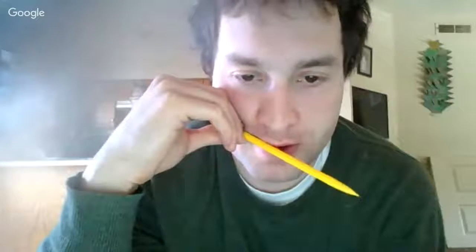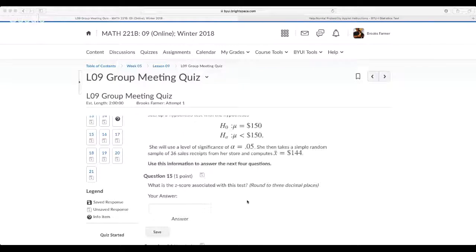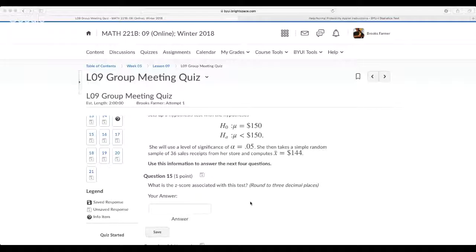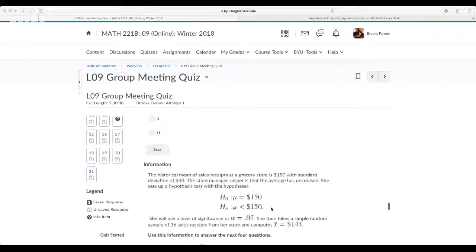Okay. So what we're going to do for 15 is compute the Z-score. So let's do it on our own, and then we'll talk about it. Okay, never mind, I got it. All right, cool. So let's each take a sec to compute it, and we'll talk about it.